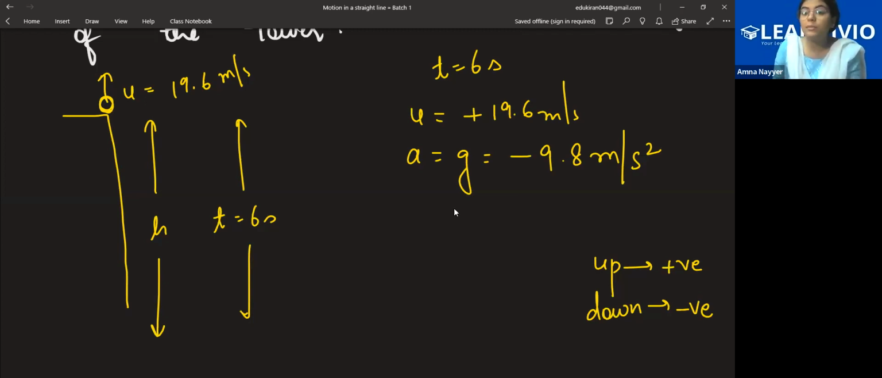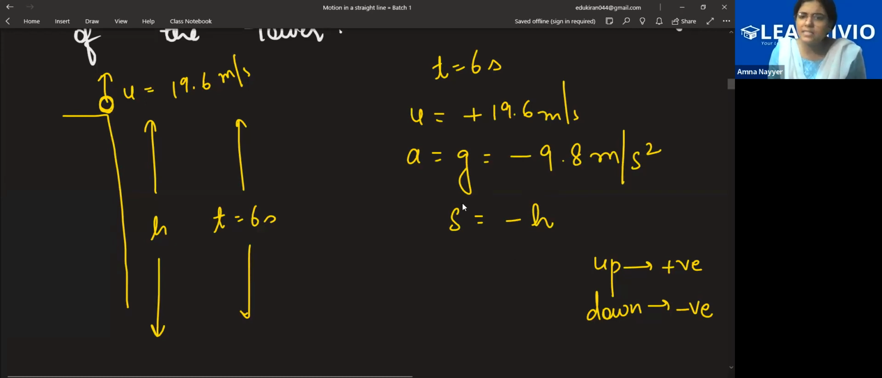Fine. And what about the displacement? See, when the ball is coming downwards, it is basically telling us that displacement is occurring in the downwards direction. When the ball was thrown upwards, it came downwards. This is the displacement. It was thrown upwards, so initial velocity was upwards. Then it is coming downwards, so this downwards is the displacement. That's why we'll have our height as minus h. Why minus? Because it is downwards.